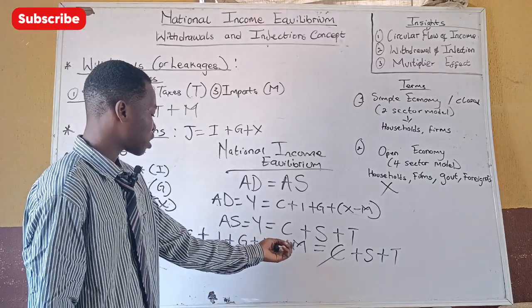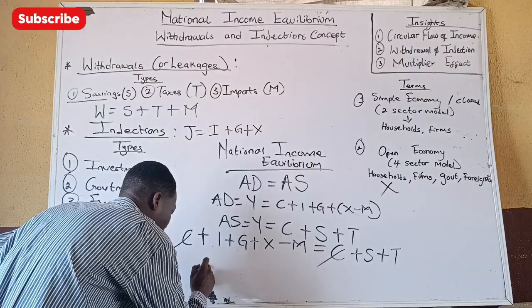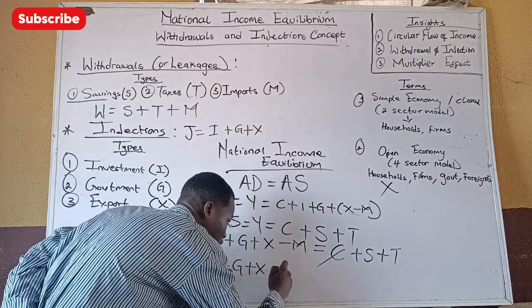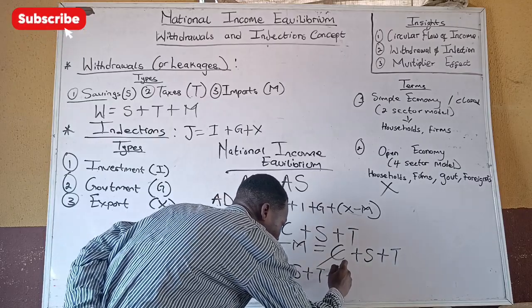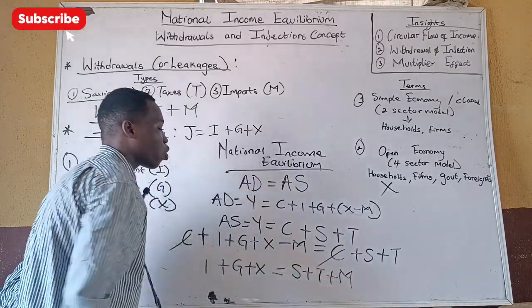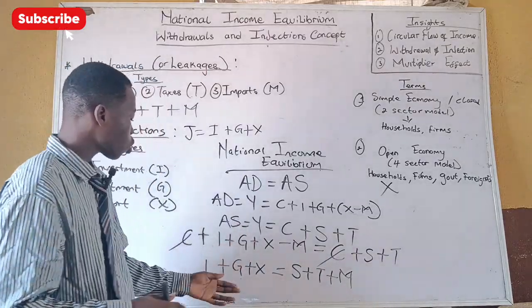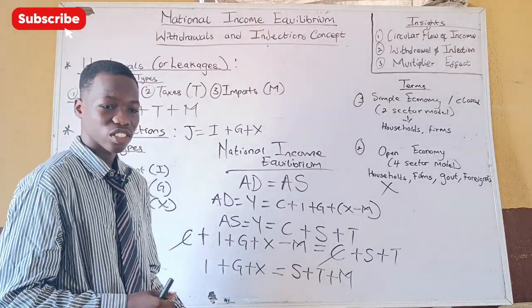Now, what we are going to do next is to take this M to the other side. Therefore, we are going to have I plus G plus X is equal to S plus T plus what? M. So this M has come to the right hand side from this view. So what can you notice from this? What can you deduce from this?